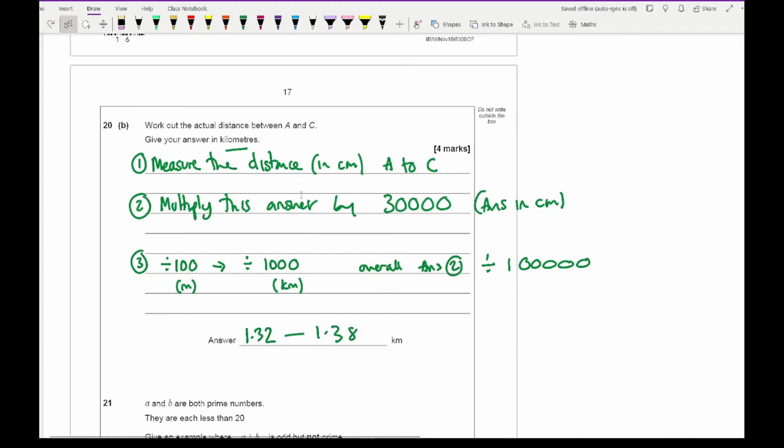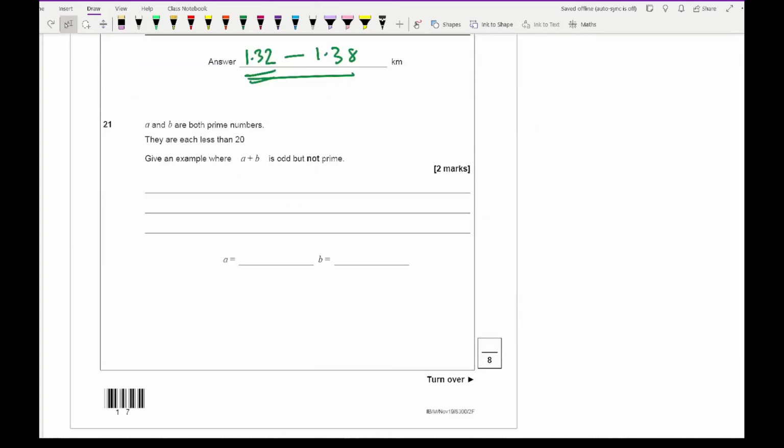Now, in terms of the 4 marks, you need to make sure that you are doing and showing those 3 steps. So make sure that you're measuring the distance and writing it down. Make sure you're multiplying it by 30,000, so obviously then converting it in centimeters, and then either divide it by 100 and then divide it by 1,000, or divide your answer by 100,000, and then you should get an answer between 1.32 and 1.38. Now looking at question 21, it says that A and B are both prime numbers.